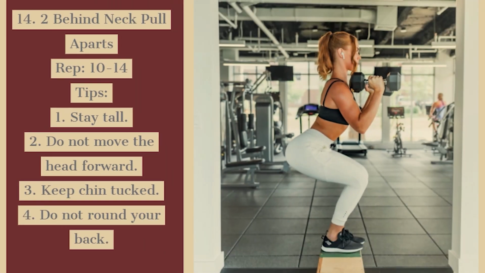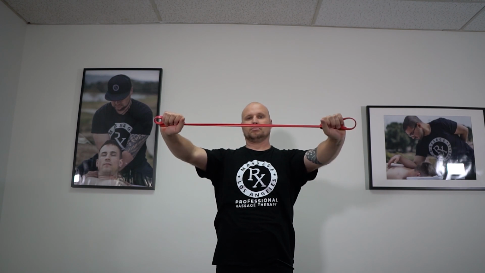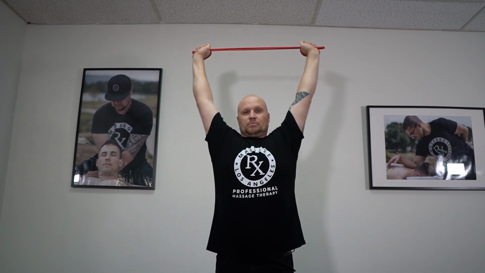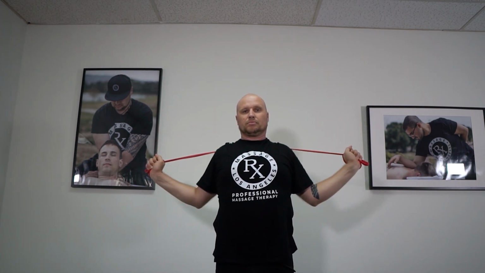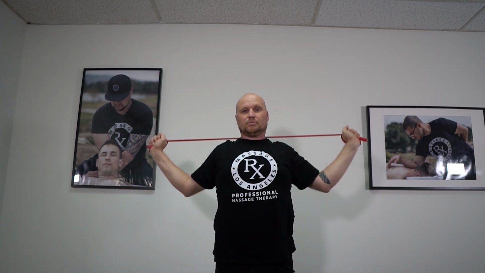Our next progression on lats activation and shoulder blades is going to be behind neck pull apart. We probably do 10 to 15 times. My tip for this exercise: you have to stay tall. Do not bend your torso. Do not bend your lower back. So chest up, head forward, and keep your chin tucked. Do not round your back. If you start leaning forward with your chin and head, you might injure yourself.